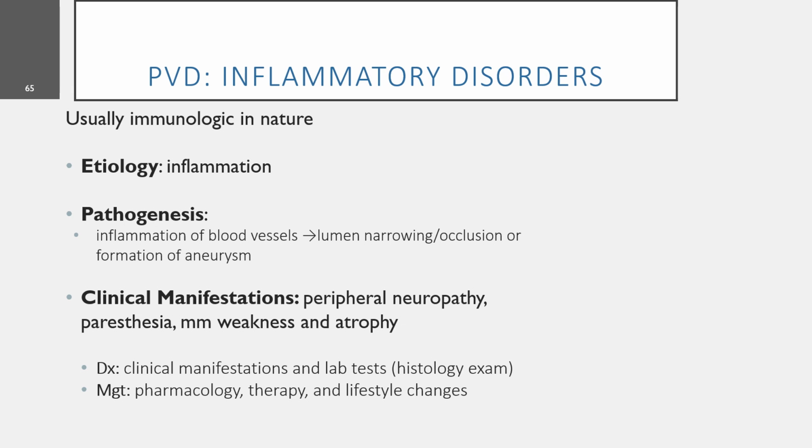Management includes pharmacological treatment with glucocorticoids, immunosuppressants, and antiplatelet or anticoagulant therapy. Lifestyle modifications such as smoking cessation and cardiovascular risk reduction. Surgical interventions such as bypass grafting or angioplasty for severe vascular occlusions, or amputation for irreversible ischemic damage.